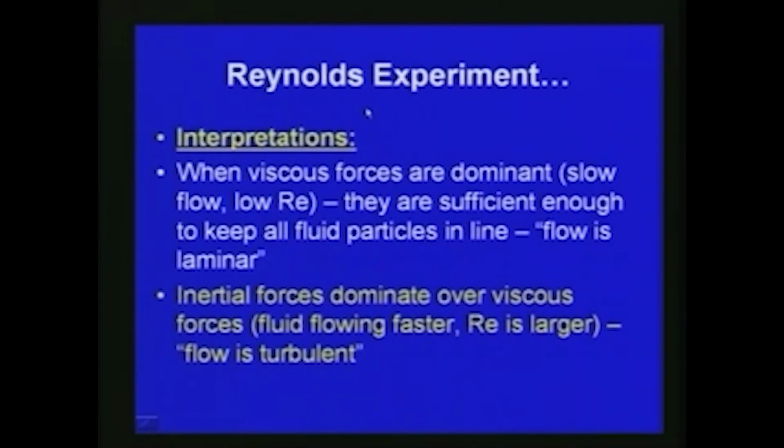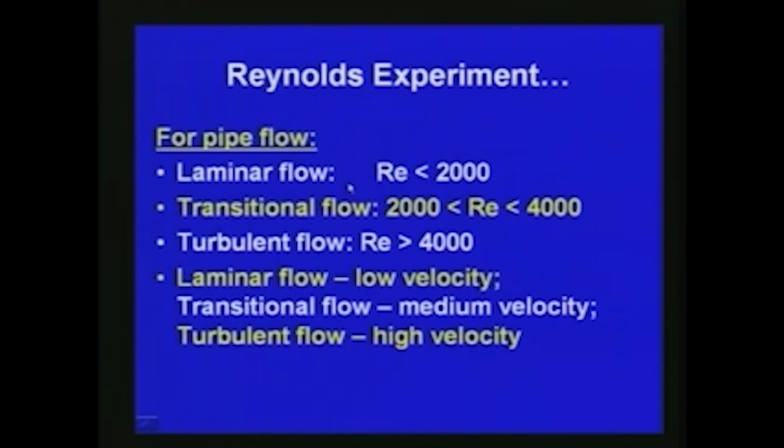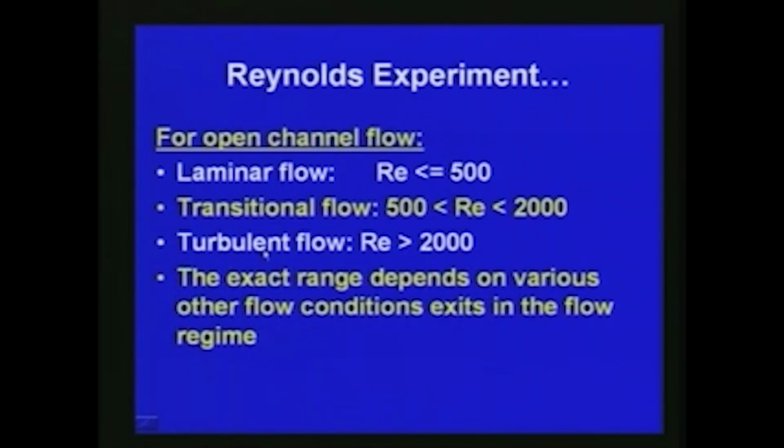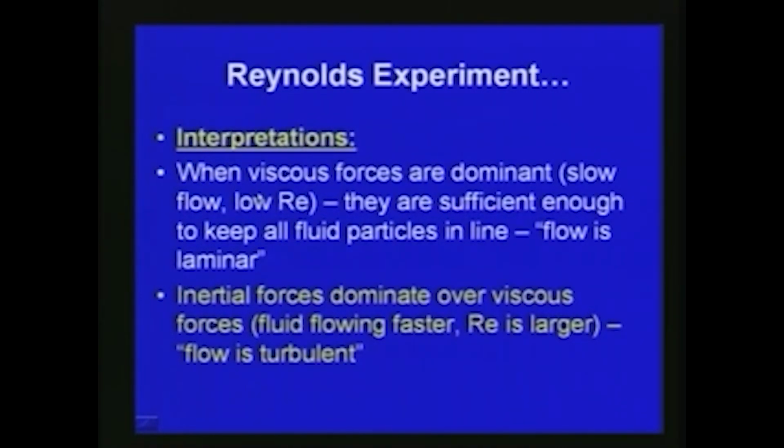Now, with respect to the Reynolds experiments which we have seen, we can put forward certain interpretations. The first one: the Reynolds number is the ratio of inertial force to viscous force. So we can interpret that when the viscous forces are dominant, the flow is slow or the Reynolds number is low, and the viscous forces are sufficient to keep all fluid particles in line, so the flow is laminar.